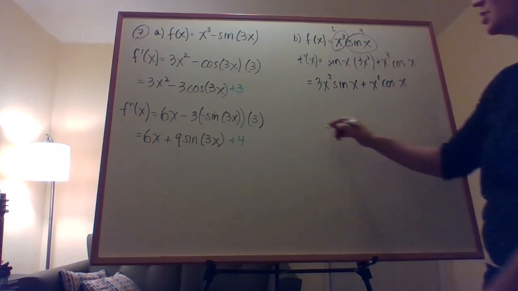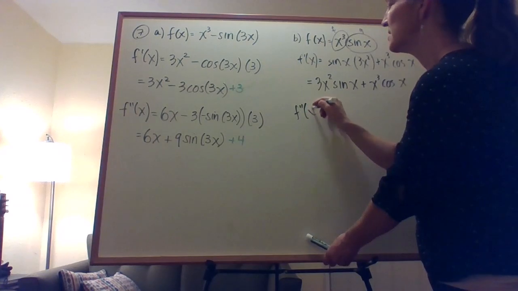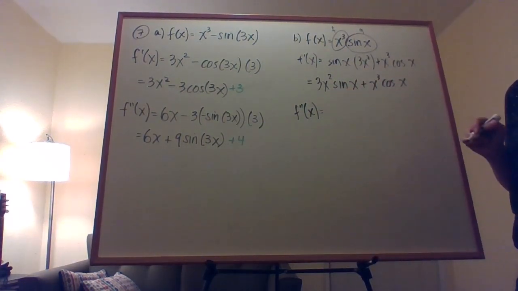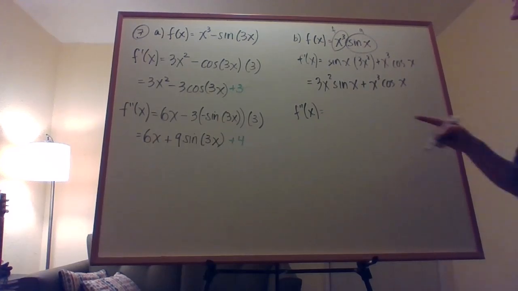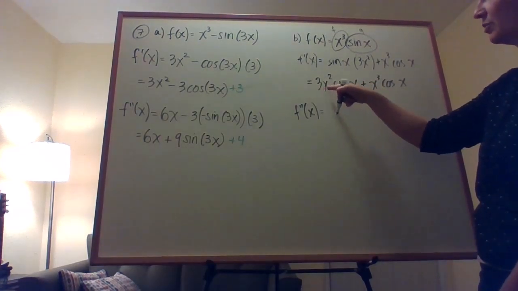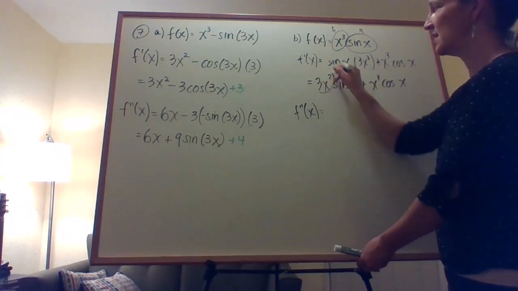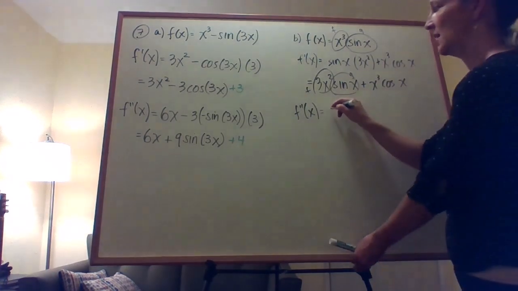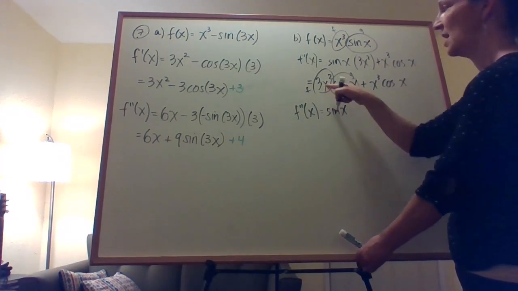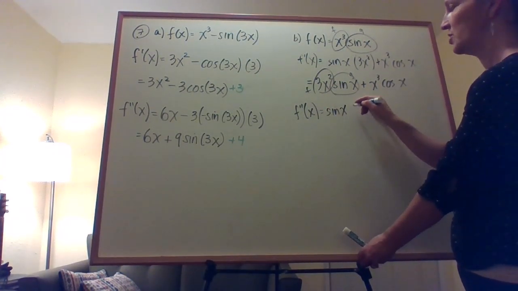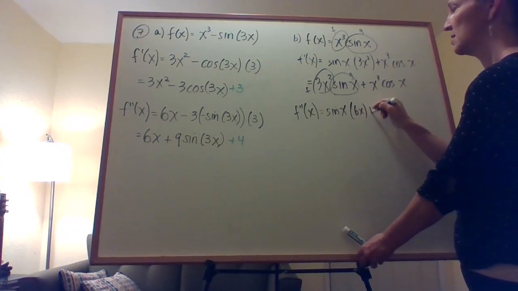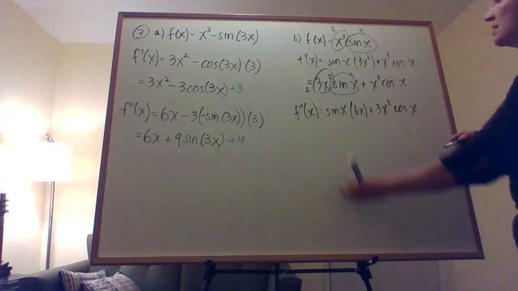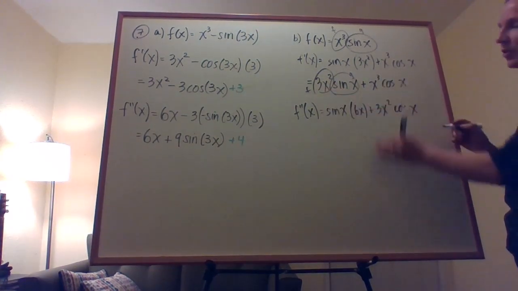This one's going to take a little bit more work when I go to find the second derivative because now I have 2 products added together. I need to take the derivative of each term separately. So I'm going to take the derivative of 3x squared sine x first. Again, here's an f. Here's my g. That's going to be sine x times the derivative of 3x squared, which is 6x, plus 3x squared times the derivative of sine x, which is cosine x. That takes care of the derivative of the first term.